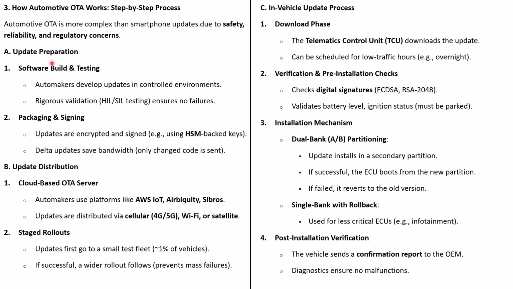First, update preparation: software build and testing. Automakers develop updates in controlled environments and rigorous validation ensures no failures. Rigorous validation through HIL and SIL testing. First you have to ensure that the software is foolproof. Next is packaging and signing. Updates are encrypted and signed using HSM-backed keys. And delta updates save bandwidth. So update preparation includes delta updates, where only changed code is sent.